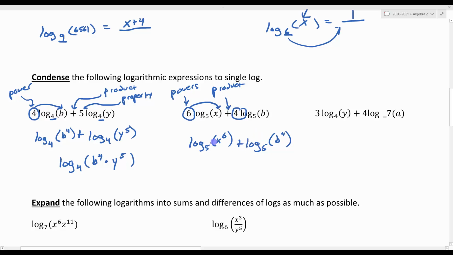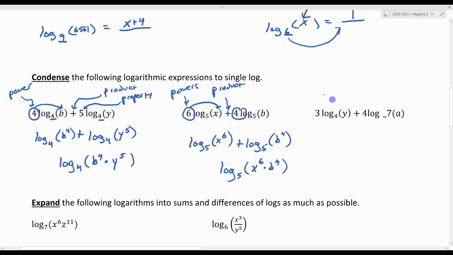That's the addition here. So I can condense this down into a single log. It's got to have the same base of 5. And I got to multiply the inputs, right? X to the 6th and b to the 4th. So I'm going to say x to the 6th times b to the 4th. And that completes my expression. So now it is a single logarithm that is equivalent to the original expression.